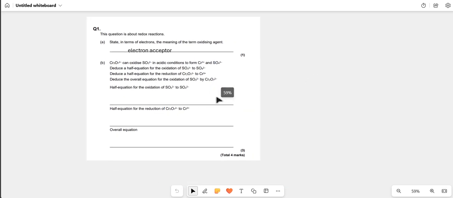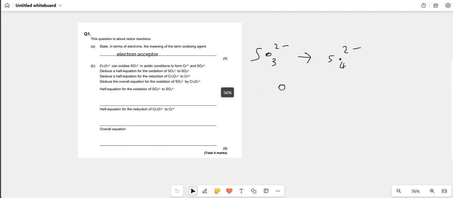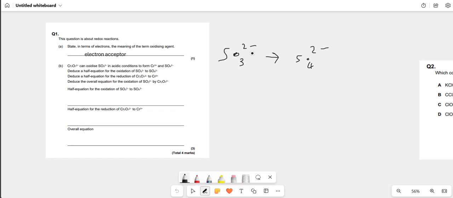Next one. Half equation for SO3 2- to SO4 2-. Someone might come here and not know, but because they watch life hacks, now they know everything. What you can write here is, as I told you, the species on each side. Then you balance everything that's not oxygen and not hydrogen. Here, the S is balanced already. Now I need to balance any oxygens with H2O. The left has three oxygens, the right has four oxygens, so I need to add one H2O to the left.